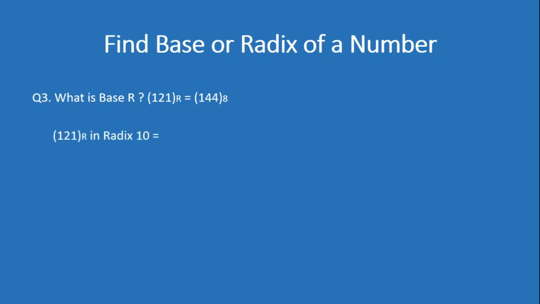First number, 121 base r in radix 10, is equal to the rightmost digit 1 multiplied by r to the power 0, plus 2 multiplied by r to the power 1, plus 1 multiplied by r to the power 2. So that is equal to 1 plus 2r plus r square.